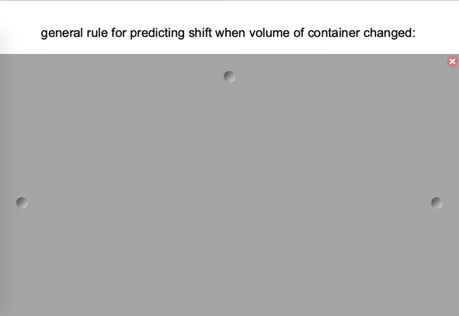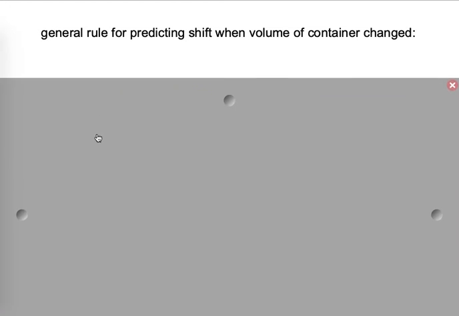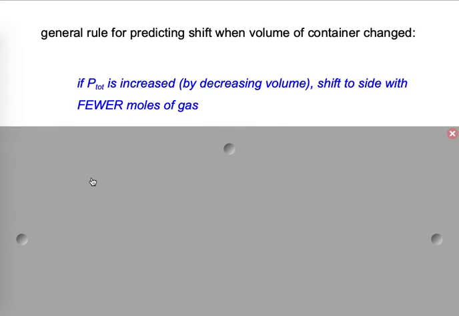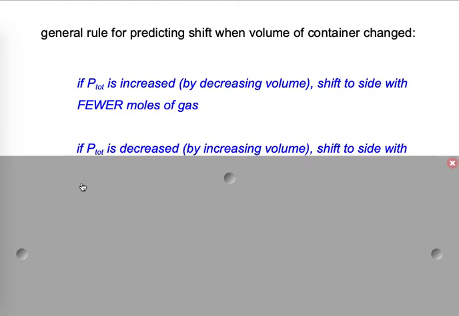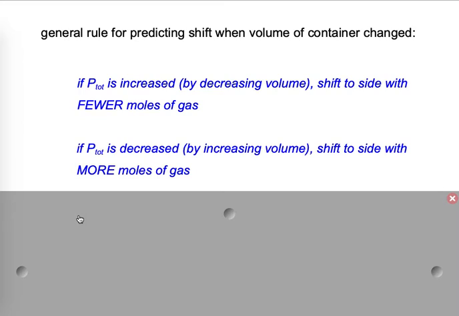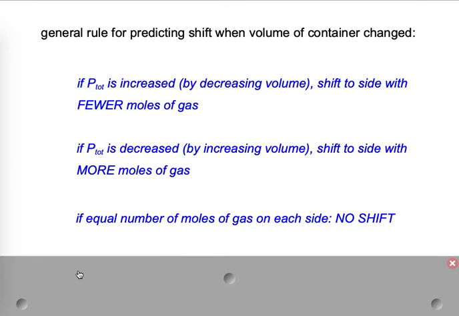So here's our general rule for predicting what's going to happen. If the total pressure is increased by decreasing the volume, the system will shift to the side that has fewer moles of gas to make up for that increased pressure. On the other hand, if the total pressure is decreased by increasing the volume, the system will shift to the side that has more moles of gas to make up for that lost pressure. What if the total moles of gaseous reactants are equal to the total moles of gaseous products? Then there's no shift.